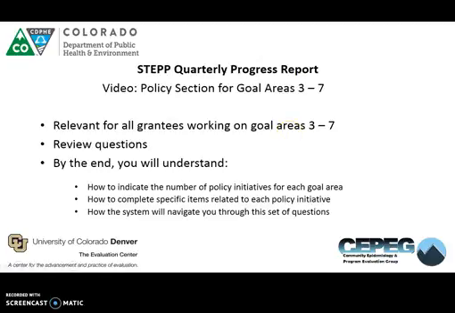In this video, we will discuss how to complete the policy section for goal areas 3 through 7 of your STEPP Quarterly Progress Report. This is relevant to all grantees working on goal areas 3 through 7. By the end of this, you will be able to understand how to indicate the number of policy initiatives you are working on for each goal area, how to complete the specific items related to each of the initiatives, and how to navigate through the system.